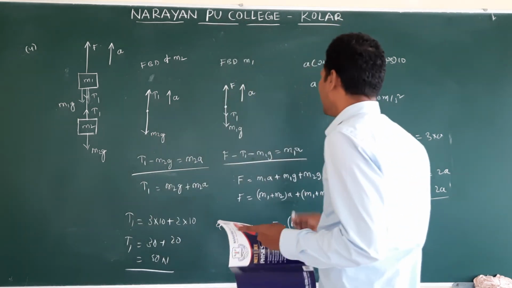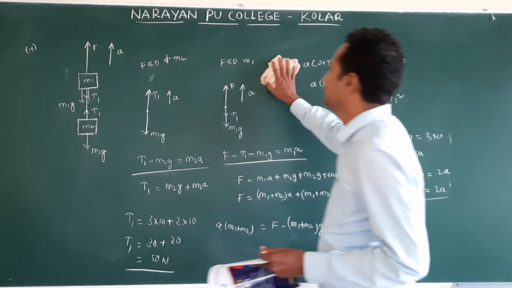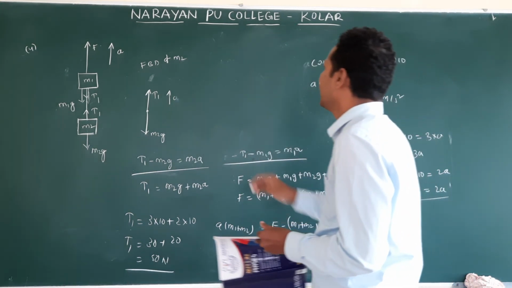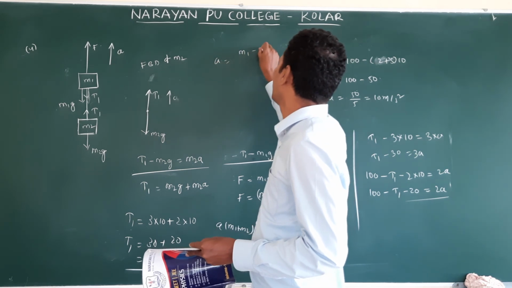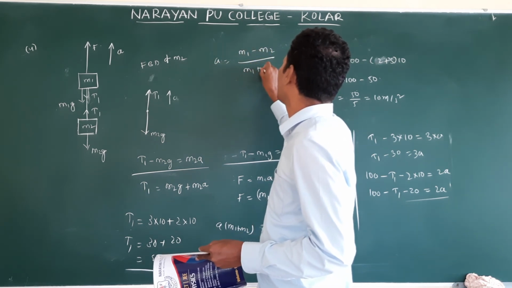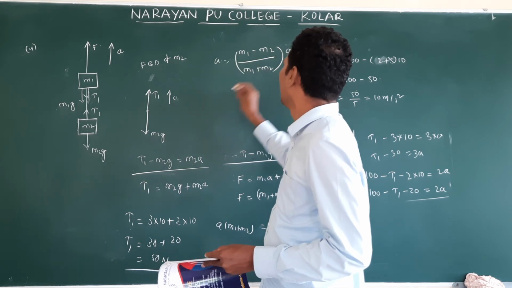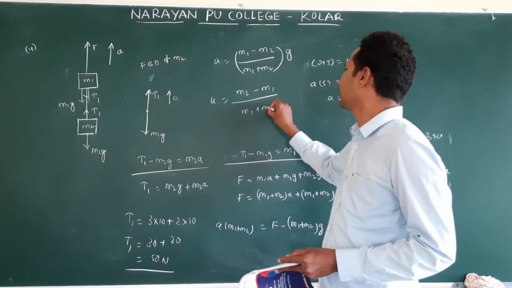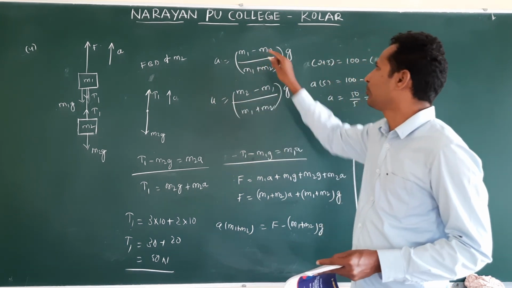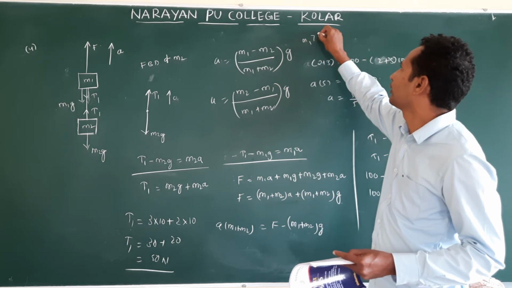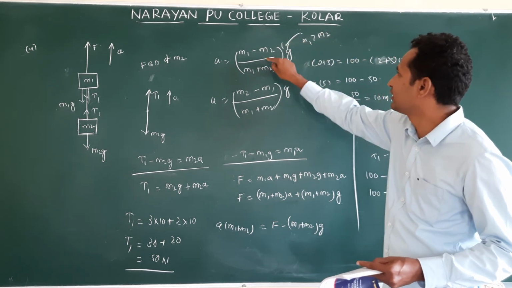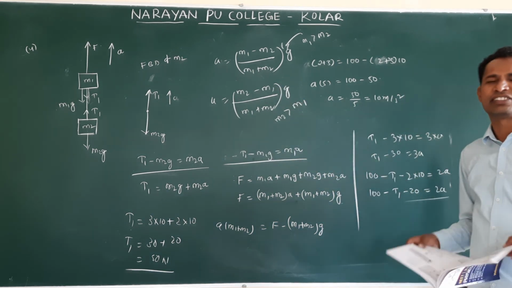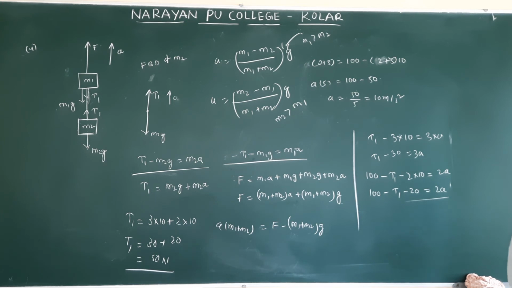Acceleration formula in our exercise discussion, don't worry about it. A is equal to (M1 minus M2) by (M1 plus M2) into G, or A is equal to (M2 minus M1) by (M1 plus M2) into G. It all depends on the masses. If M1 is greater than M2, we will get this answer. This is the formula. If M2 is greater than M1, this is the answer. Okay? It depends on the masses. Clear?